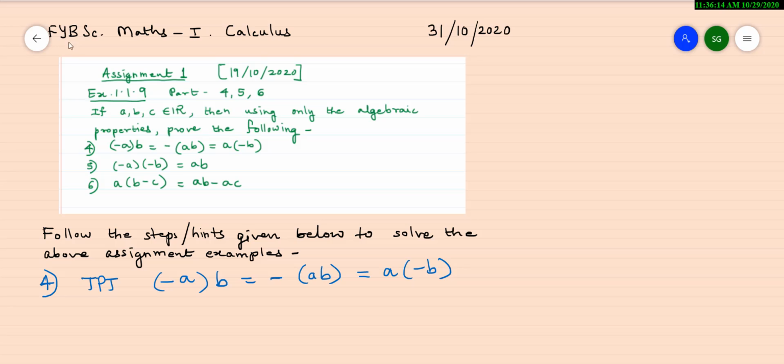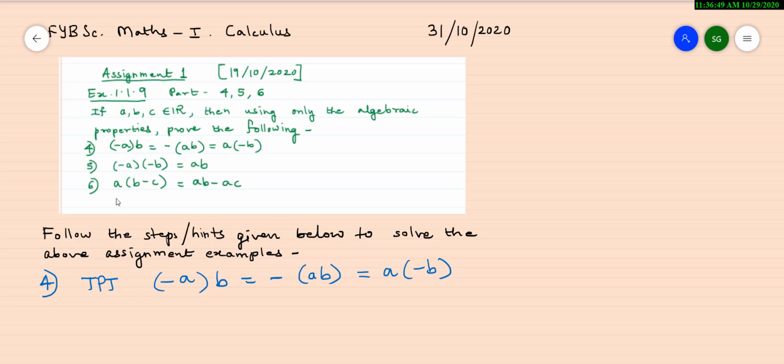This is about the first year BSc Mathematics paper 1 Calculus. One assignment was given on Google Classroom on 19th October 2020. Example 1.1.9 says that if A, B, C are three real numbers, then using only the algebraic properties, which can also be referred to as the axioms which you have learned, you are supposed to prove the following. The fourth, fifth, and sixth parts of that example were given as an assignment.